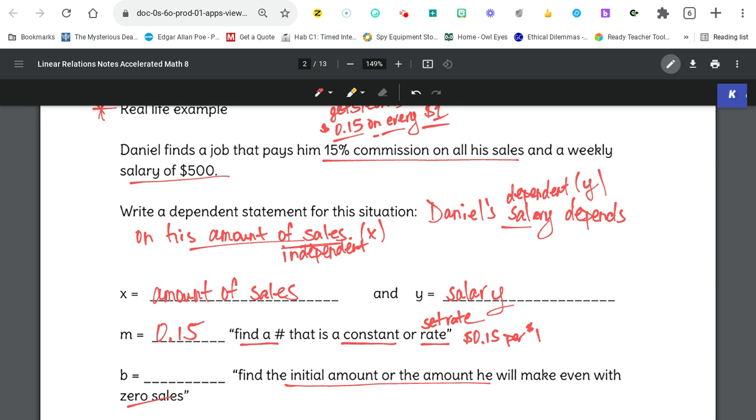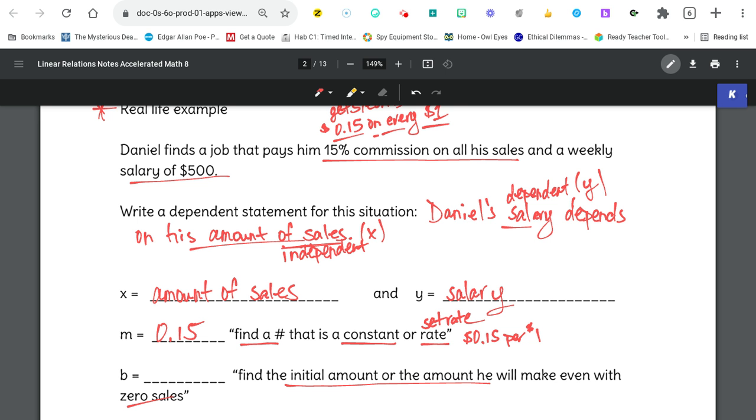So if Daniel doesn't sell $1 worth of merchandise, not even a penny worth of merchandise. So Daniel, you're not selling anything. You're a pitiful salesman, Daniel. No, not for real, okay? But in this example, suppose you don't sell anything, Daniel, okay?